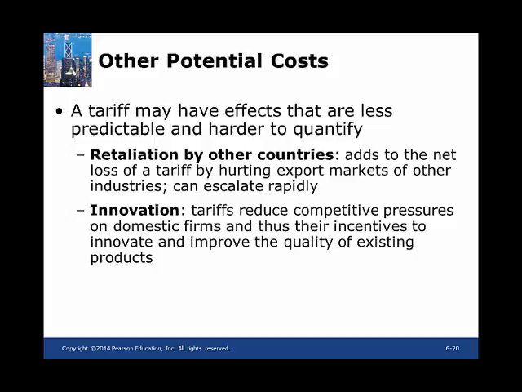Other potential costs. A tariff may have effects that are less predictable and harder to quantify. Retaliation by other countries adds to the net loss of a tariff by hurting export markets of other industries, and can escalate rapidly. Innovation. Tariffs reduce competitive pressures on domestic firms and thus their incentive to innovate and improve the quality of existing products.